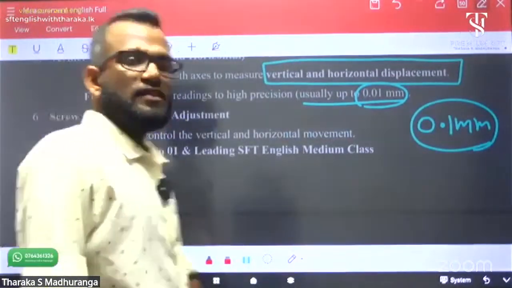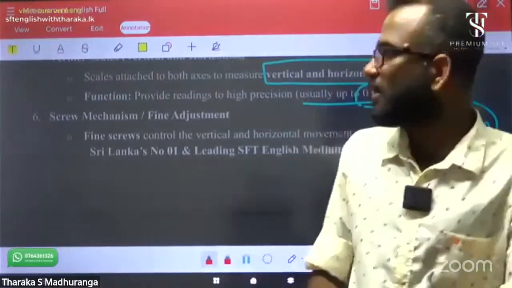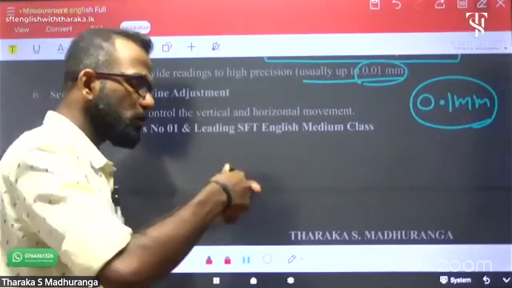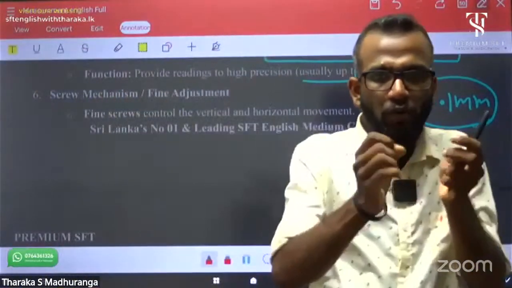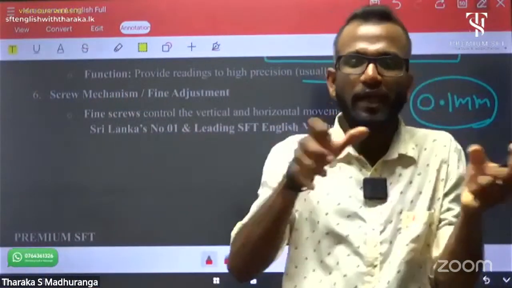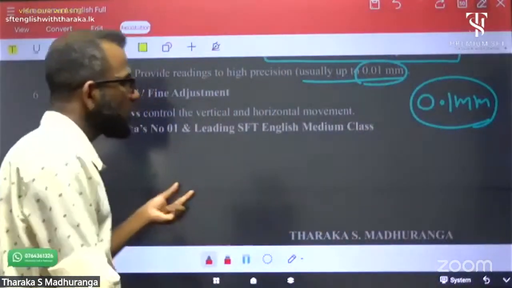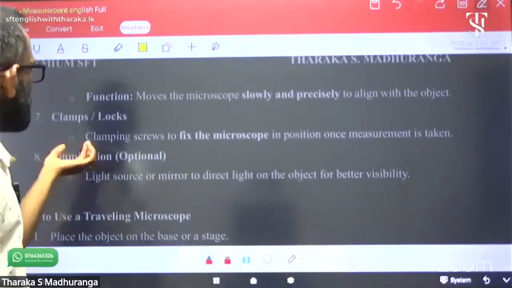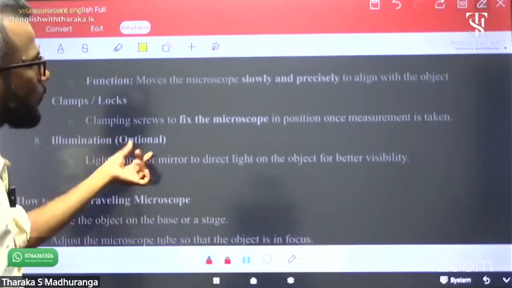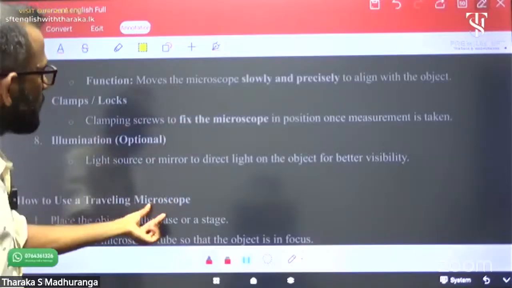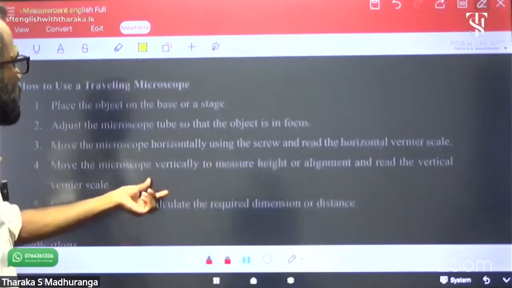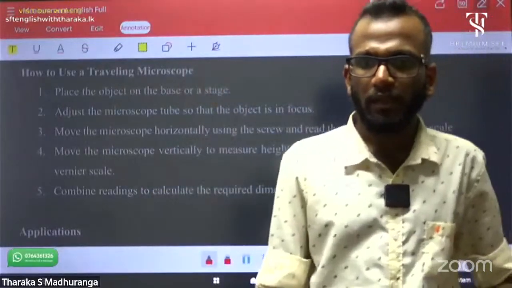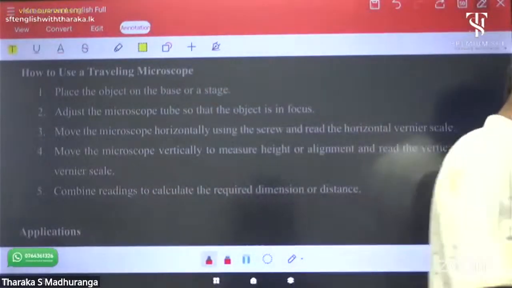And adjustments: the fine screw controls are very important to adjust the microscope in vertical and horizontal movements. And illumination and clamps are very important for support. Okay. How to use the traveling microscope?